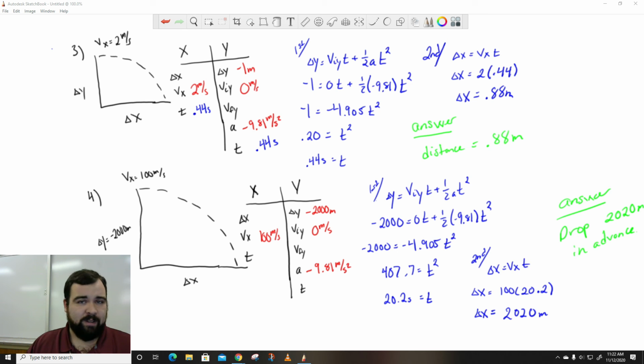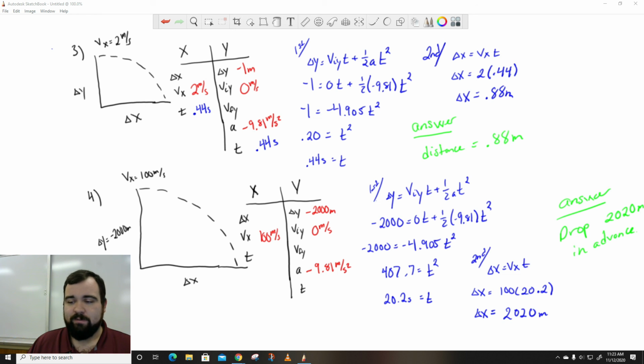So since the plane is traveling at 100 meters per second and the object is being pushed out, we're going to say that our initial velocity is 100 meters per second for the object as well. So Vx plugs in there, the delta y is negative 2000, a is negative 9.8, Viy is 0. Plug those values into your chart. And again, time is the thing we don't know, so solve for that first.